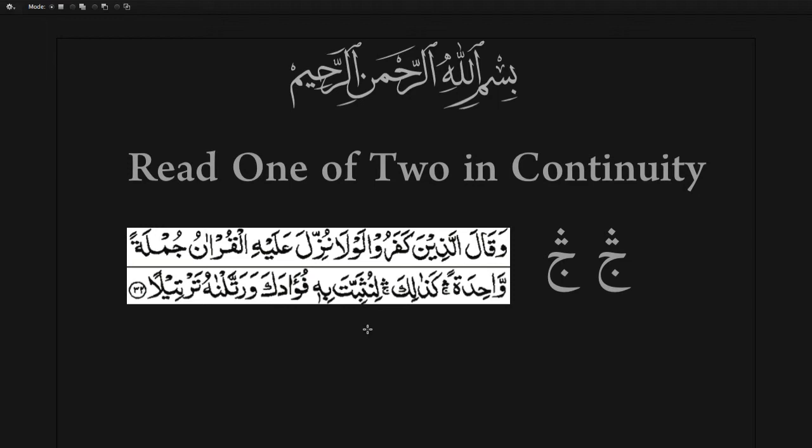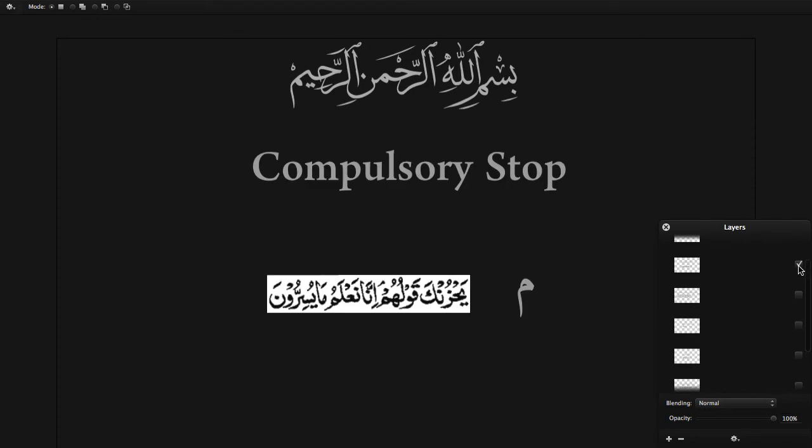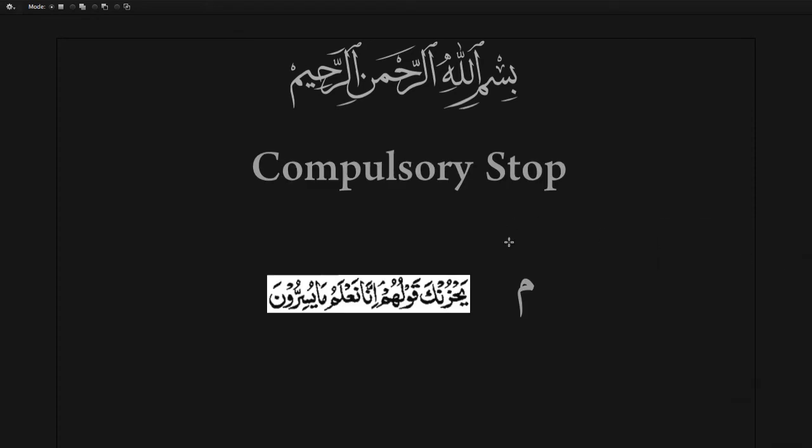So I read one in continuity and I stop at the other, or I stop at one and read the next one in continuity. Next one is, there's only a few more markings inshallah. A compulsory stop, waqf lazim. So فَلَا يَحْزُنْكَ قَوْلُهُمْ. There's a little meem there that tells me it's a compulsory stop here.